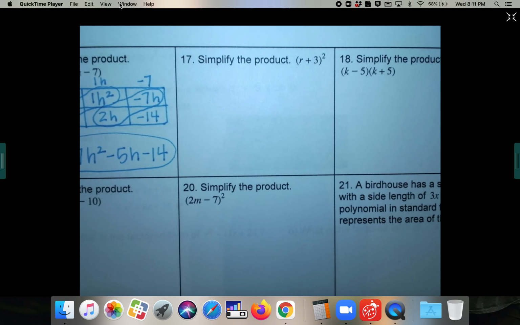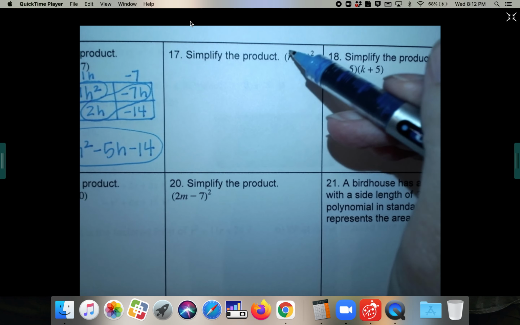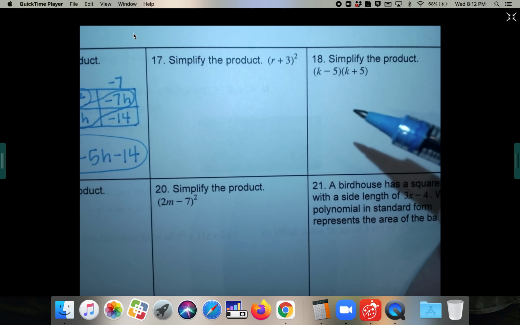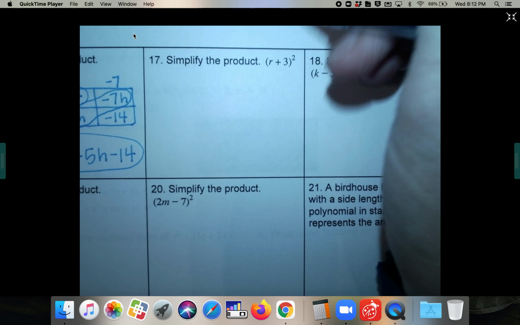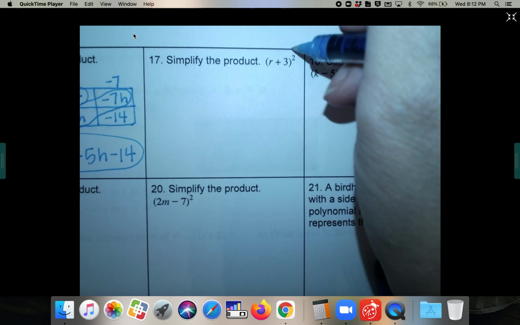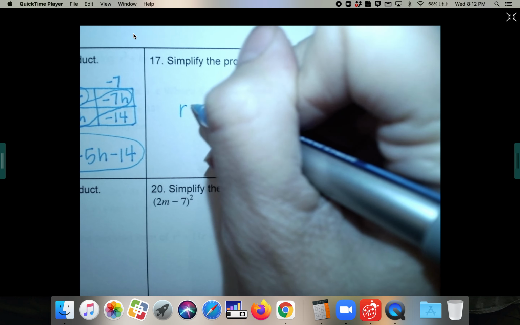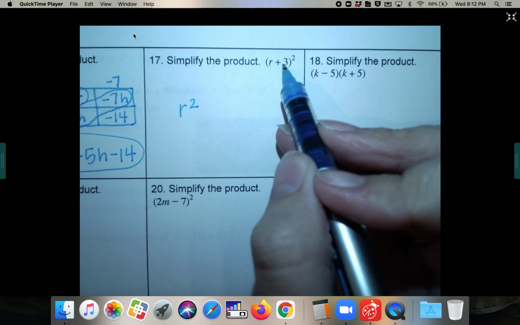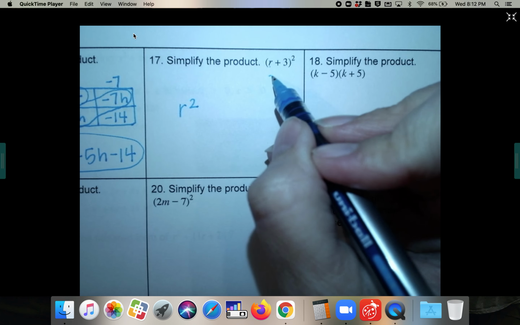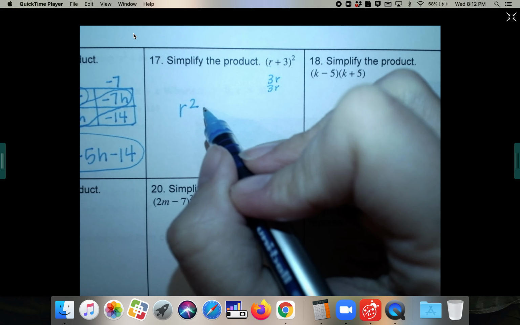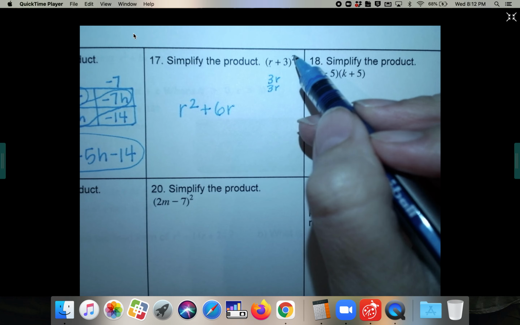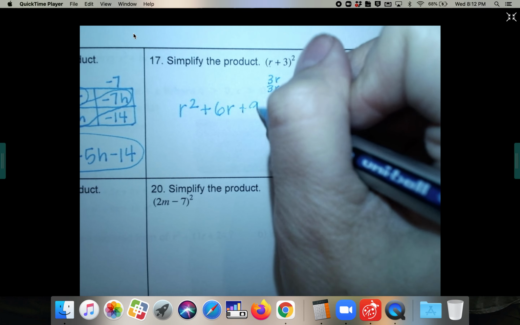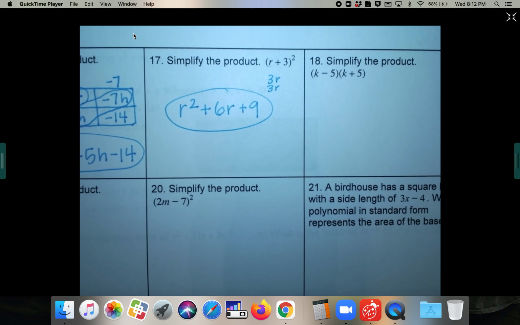Okay, when you are simplifying a binomial that's just being squared, there are some shortcuts. I'm going to review real quick the shortcut with you. If you're squaring a binomial, you can square the first term, which would just be r squared. You can multiply the 2, so r times 3 would be 3r, and double it. So 3r and 3r, if I double it, is 6r. And then you can square the last term, which 3 squared is 9. So that is the shortcut of squaring a binomial.